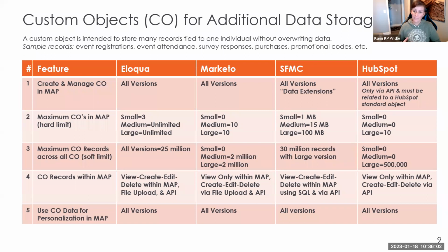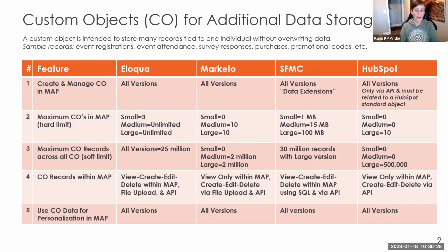And then HubSpot, you don't get any custom objects with their small and medium version, but you get 10 with their large versions. So anytime you're seeing me in this presentation say it doesn't come with the small version or the medium version, you can always pay extra to add it on to the small or medium version. Like HubSpot, you could get the small version and add on some custom objects, like 10 if you wanted to. It will just cost more.